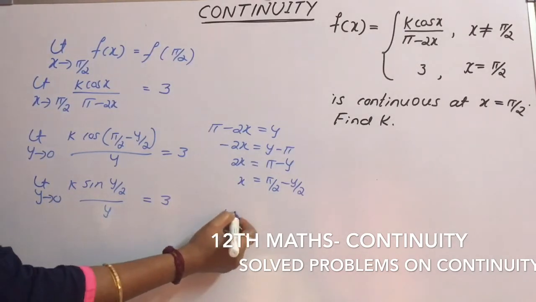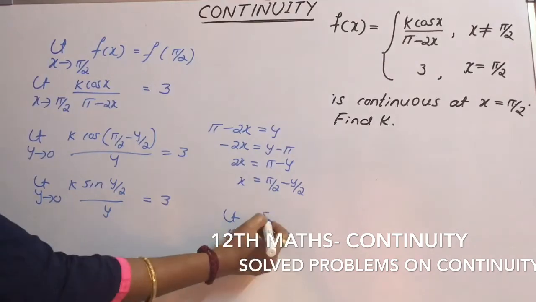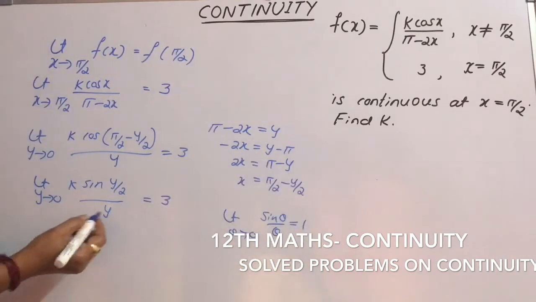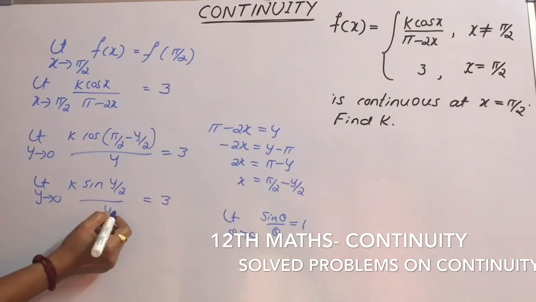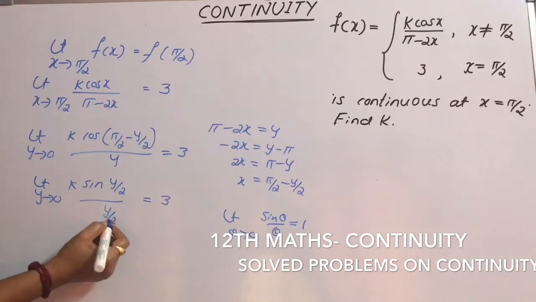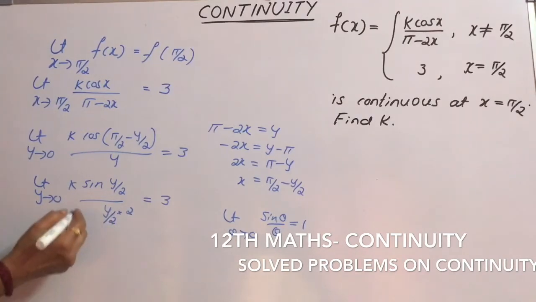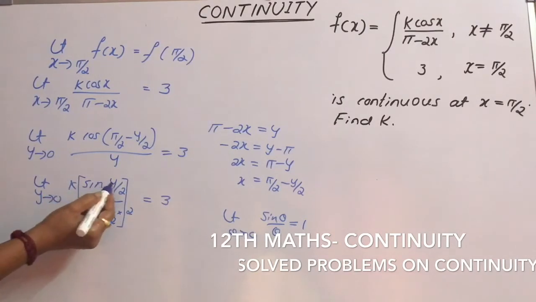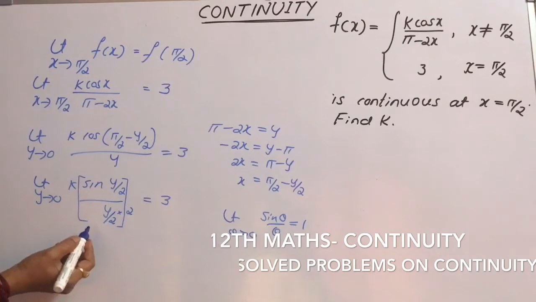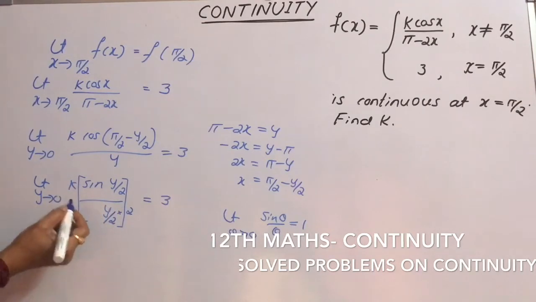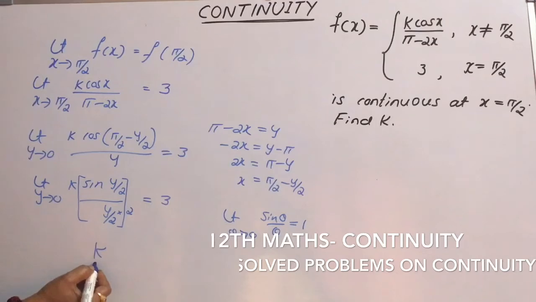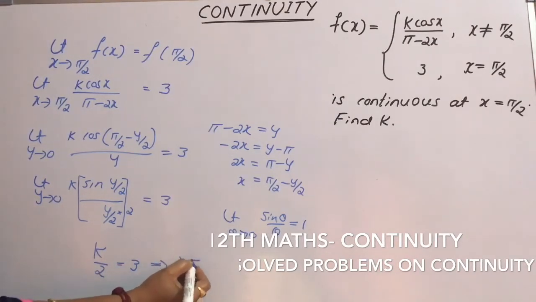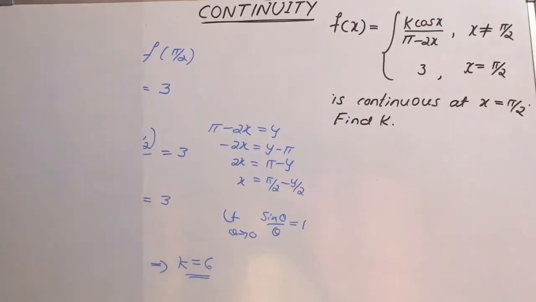And we know that limit theta tends to 0, sin theta by theta is 1. So to get that form, we need 2 in the denominator. So multiply and divide the denominator by 2. So now it becomes limit y tends to 0, sin y by 2 divided by y by 2. And this value will be equal to 1. So the remaining function will be k by 2 equal to 3. That becomes k equal to 6.